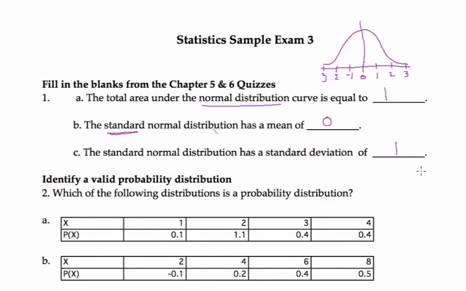Other things to notice, look at the z-scores. The z-scores can be positive or negative. A positive z-score means that your data value is above the mean. A negative z-score means that your data value is below the mean. But the probabilities, the area under the curve, those are all positive numbers between 0 and 1.